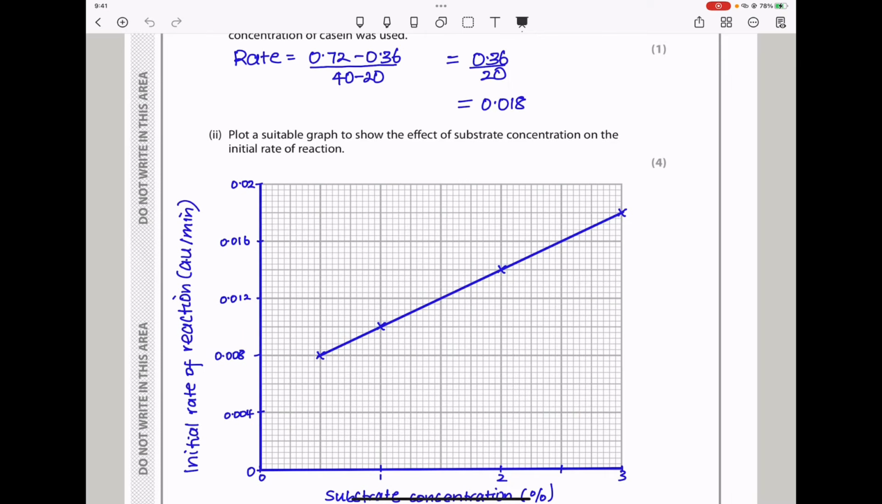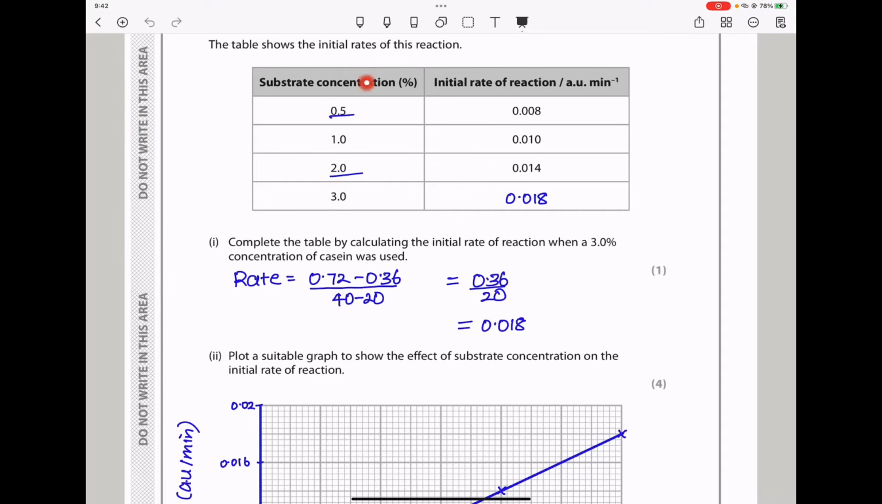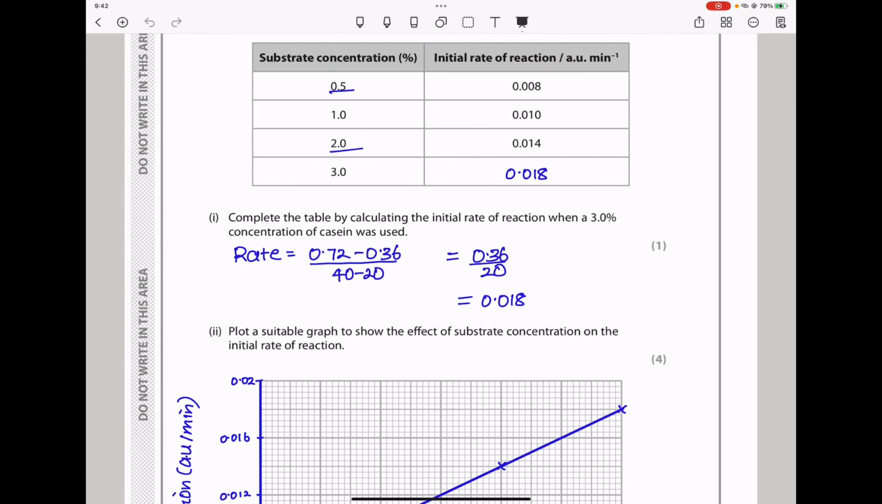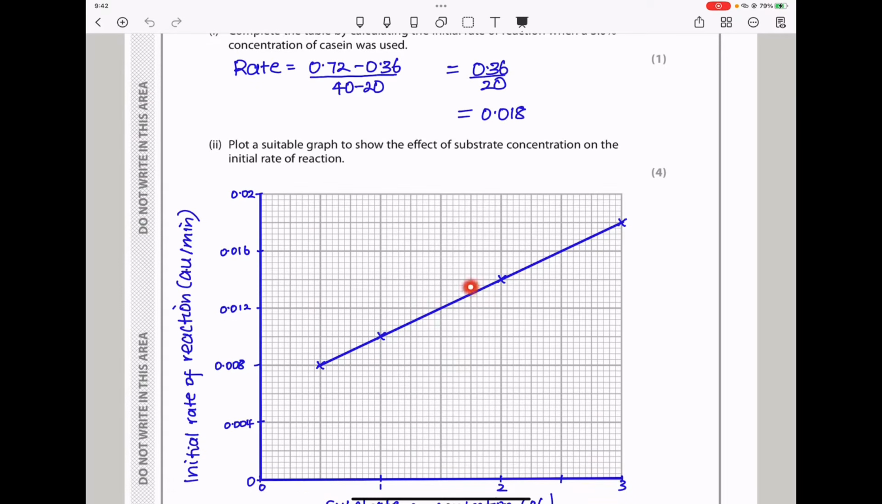And down here they say, plot a suitable graph to show the effect of substrate concentration on the initial rate of reaction. Here we have initial rate of reaction and substrate concentration. So as the substrate concentration changes, the initial rate also changes, and we can see the change is in a linear manner. So initial rate of reaction on the vertical axis with its units, and here substrate concentration in percentages. So I chose 1, 2, 2, 3 based on the information we have here, and then I chose a corresponding appropriate scale for the vertical, and this was my graph.